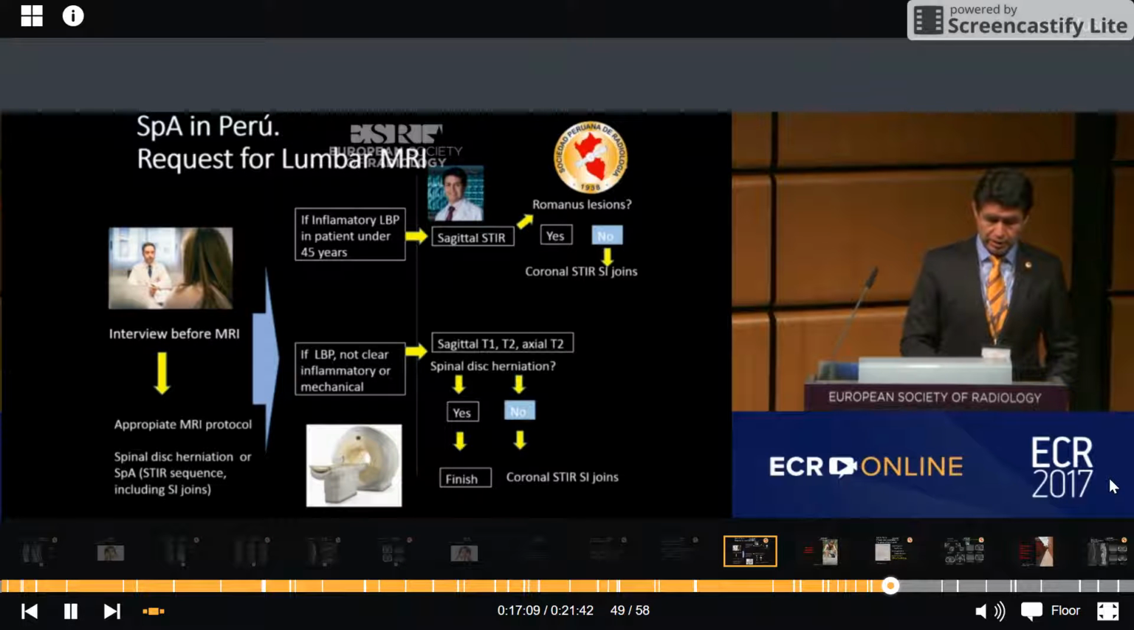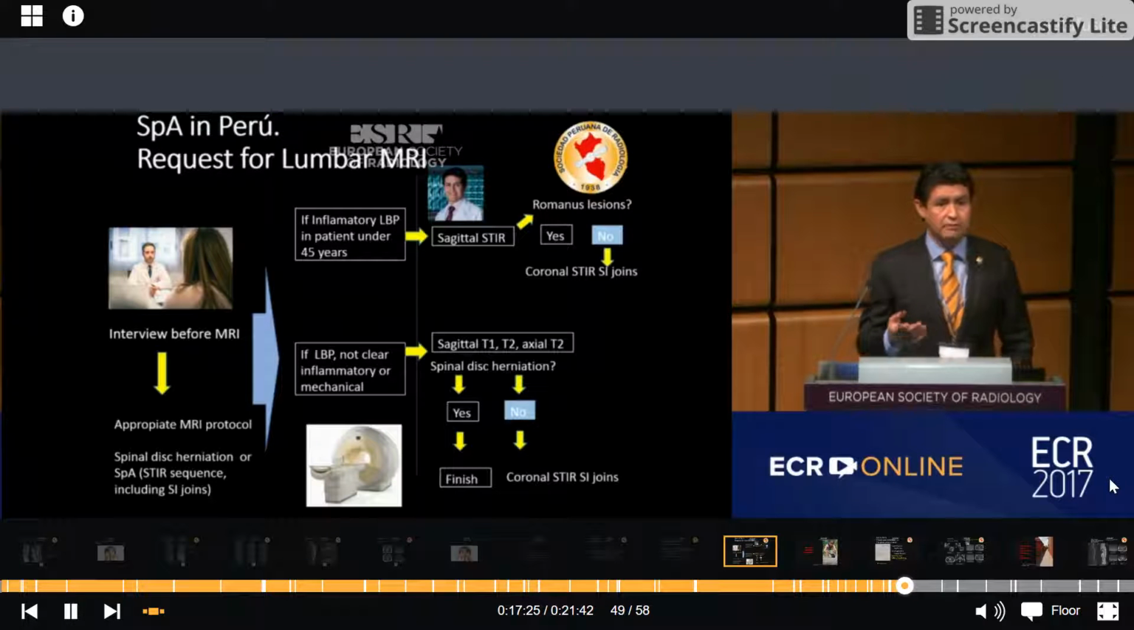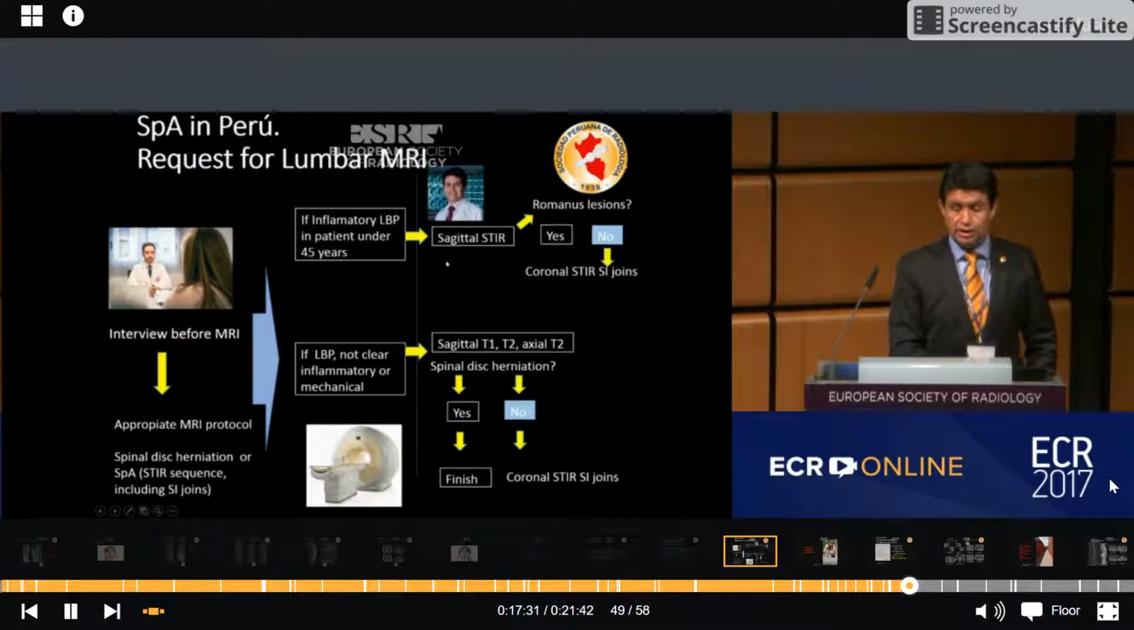What are we doing in the place I work? If the patient arrives at our place with an MRI exam, we interview the patient, and if we notice that he or she has inflammatory low back pain, we make a little change in the protocol using the STIR instead of T2. So we use the total sagittal spine STIR, looking for the Romanus lesions. If we find them, we finish the exam. If we don't find them, we add a coronal STIR in SI joints.